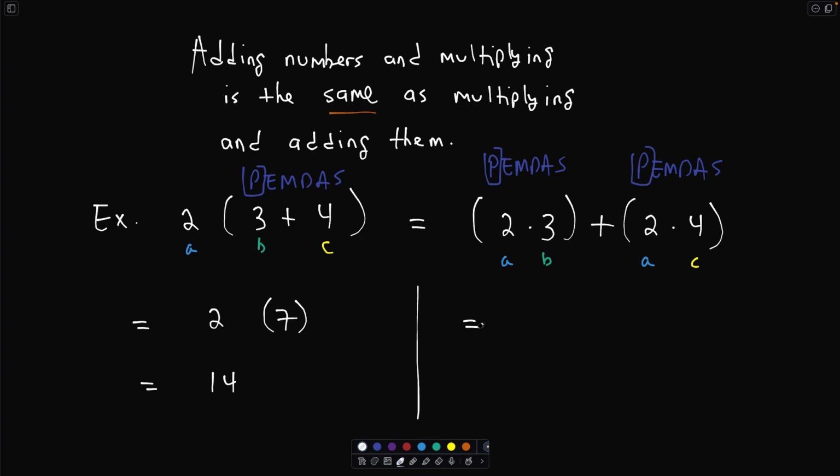So 2 times 3 is going to be 6. Bring down that plus sign, and then 2 times 4 is 8. This gives us 6 plus 8, which is 14. And that's all for the properties and laws.